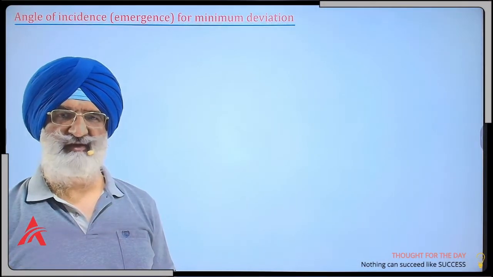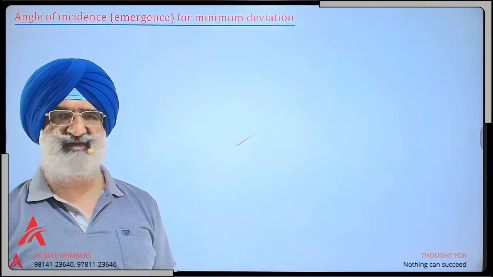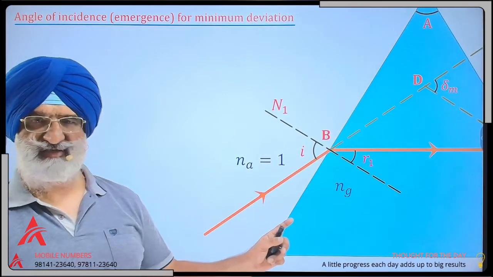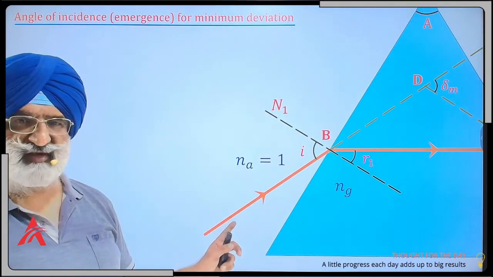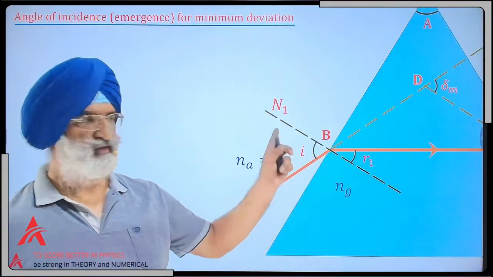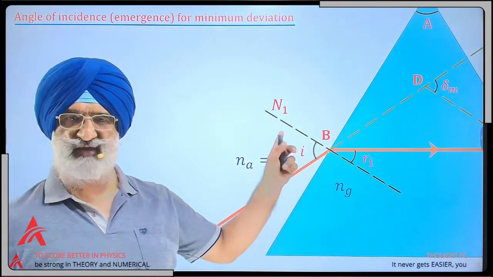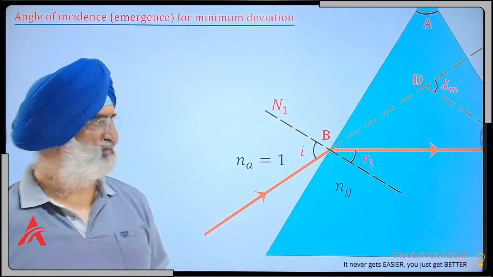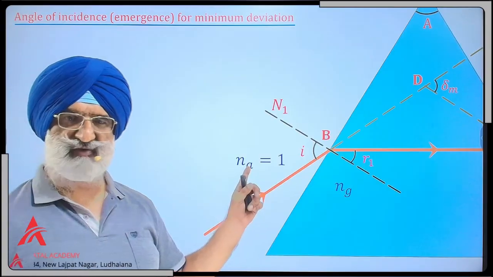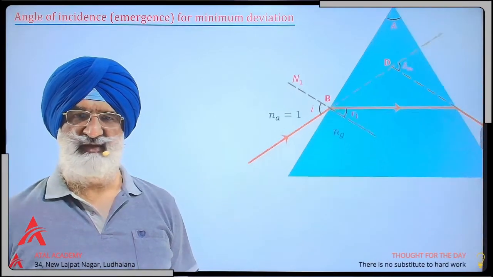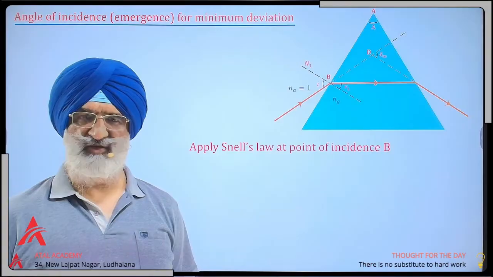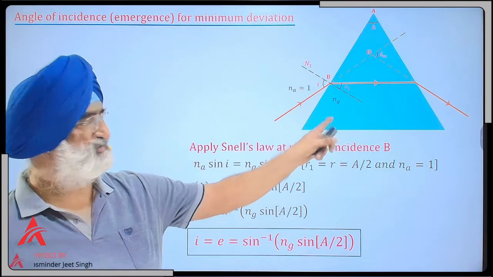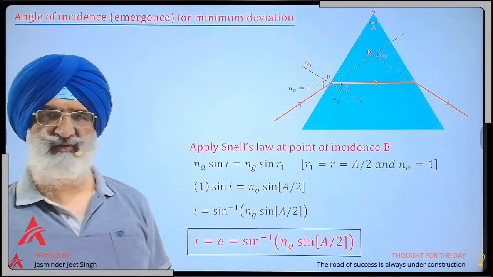Expression for the angle of incidence when the prism is kept at a position of minimum deviation. There is an isosceles prism where a monochromatic light falls at the point B. When you draw a normal at the point B, we can get angle of incidence I and angle of refraction R1. At the point B, the light is going from air to glass. If you apply Snell's law at the point B, we will get refractive index of air into sine I is equal to refractive index of glass into sine R1.